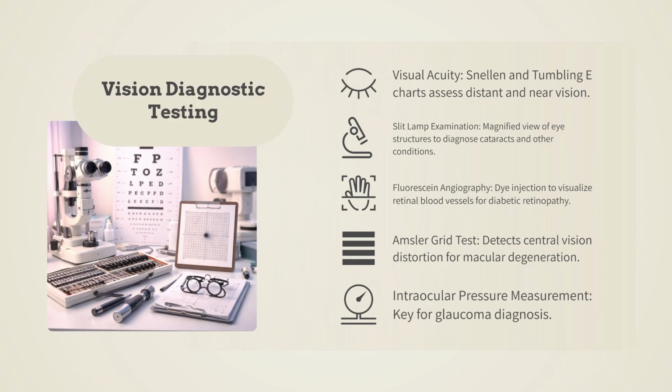There's the slit lamp examination. They're going to look at the eye a little bit closer with a really bright light, and it magnifies so that they can see the structures and see cataracts and other eye conditions. Fluorescein, it's going to be an injectable dye, so they can look at those diabetic retinopathy in the back of the eye and really look at those blood vessels closely. The Amsler grid test detects central vision distortion. They're looking for macular degeneration.